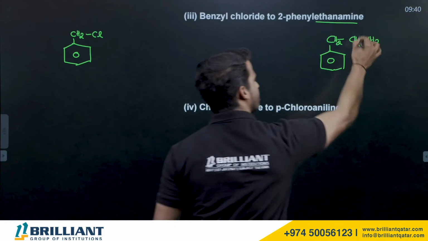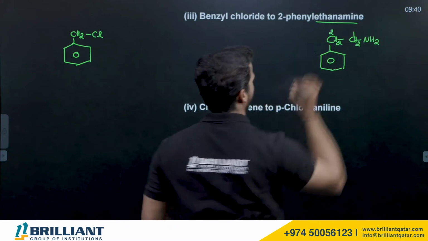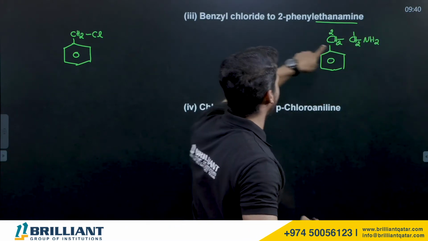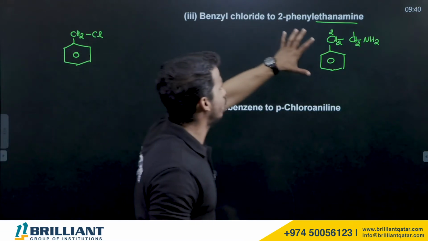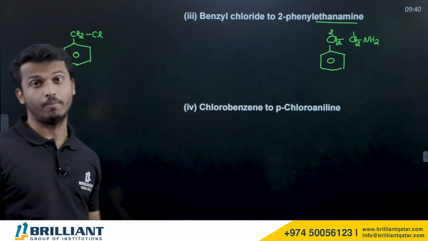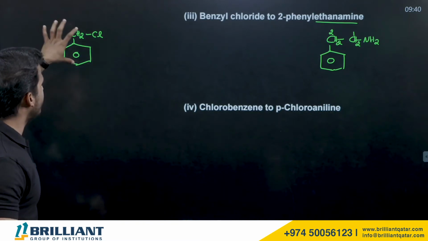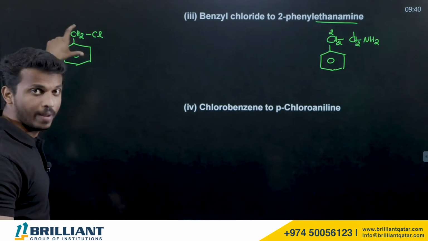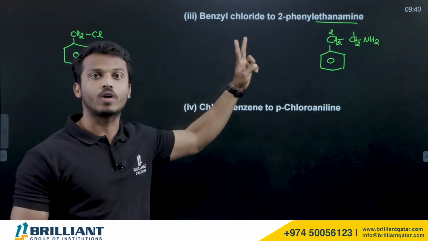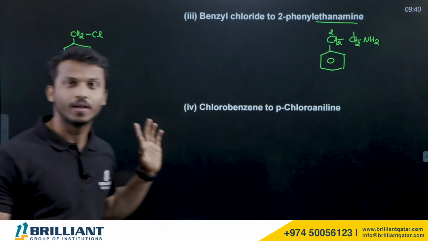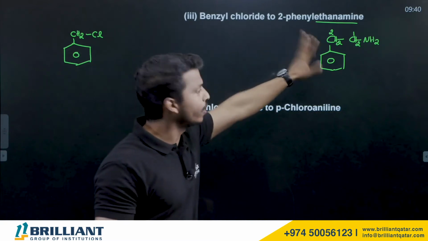So dear student, amine is the major group here. So number 1, number 2, 2-phenyl ethanamine. All right. So how can we convert benzyl chloride into 2-phenyl ethanamine? See the main difference. On the benzene ring, we have 1 carbon in benzyl chloride, the reactant, but on the product side, you have 2 carbon on the benzene ring. Yes or no? So there are 2 carbon on the benzene ring.